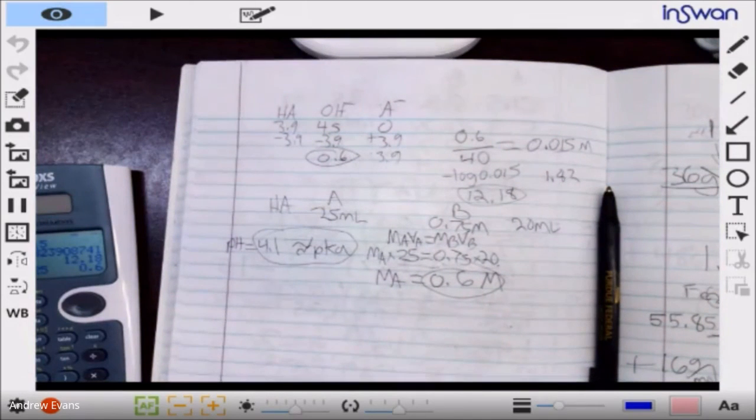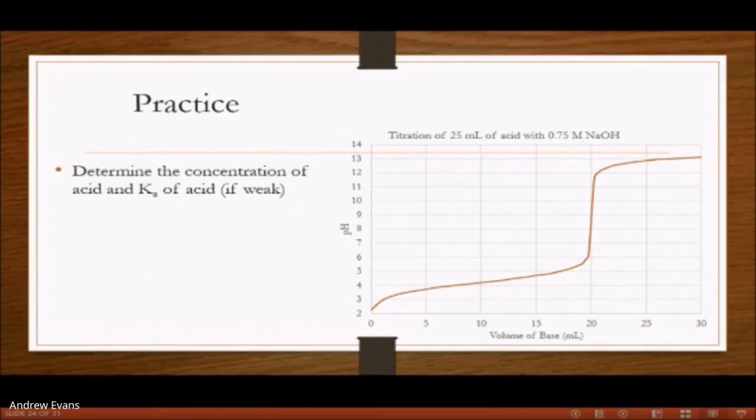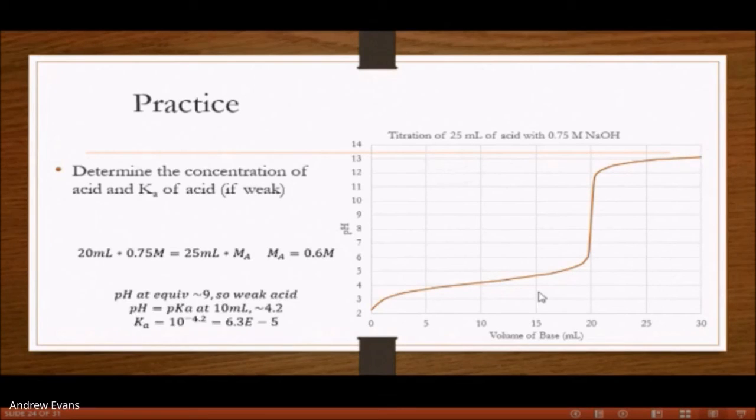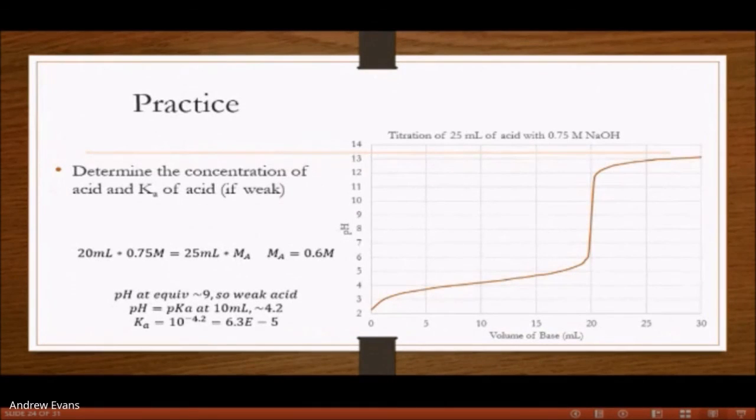A lot easier to do, a lot shorter steps. Remember, just molarity times volume equals molarity times volume. For the pKa, you have to find the half equivalence point. If I want the actual Ka, you would then take 10 to the negative whatever it is. So 4.1, 4.2, you get something times 10 to the negative fifth. Okay, we will not do that. We will not start there.